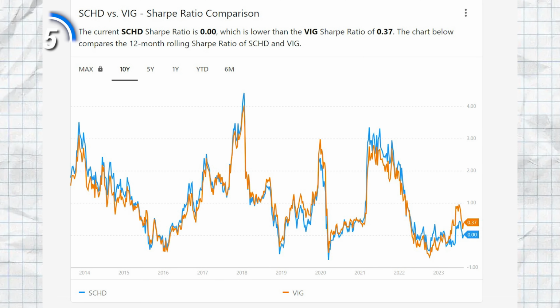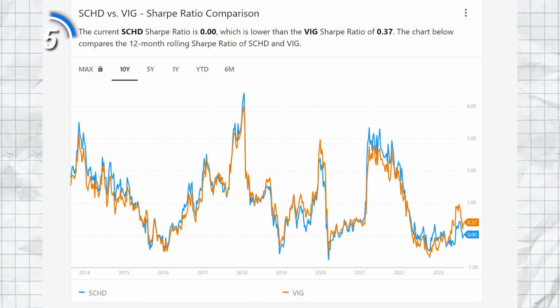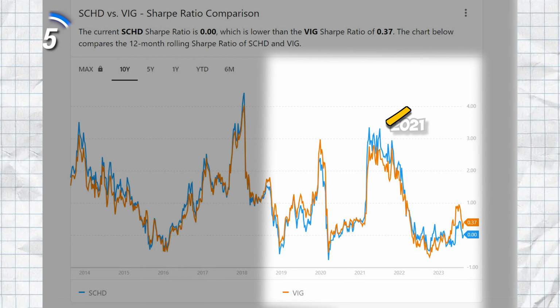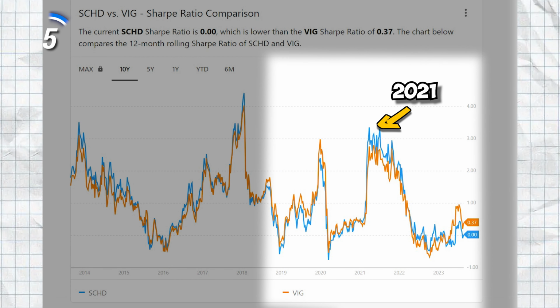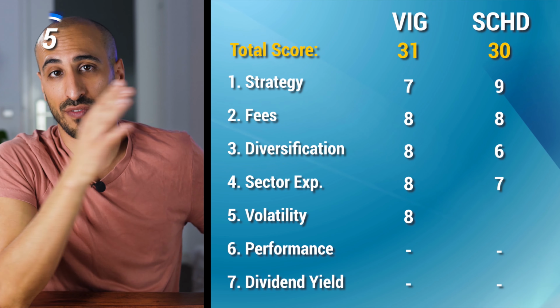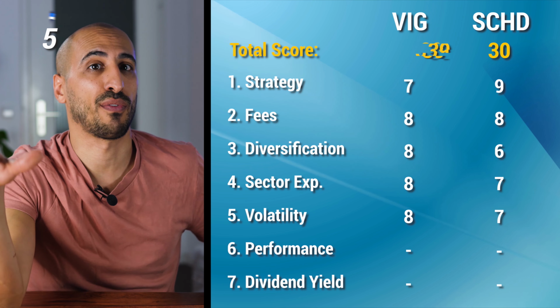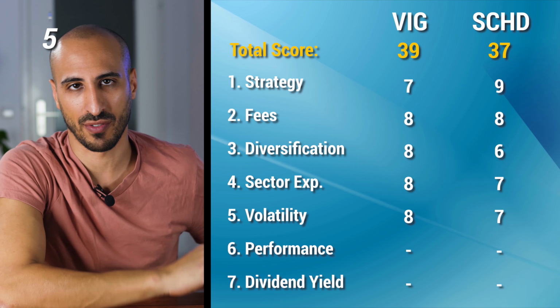By analyzing the Sharpe ratio of the two ETFs in the last 10 years, you notice that during the first 5 years, from 2014 to 2018, SCHD presented a slightly higher Sharpe ratio, while in the past 5 years, except during the crisis in 2021, VIG's Sharpe ratio has been higher. So I'm going to give here 8 points to VIG and 7 points to SCHD, which brings VIG to a total of 39 points against 37 of SCHD.